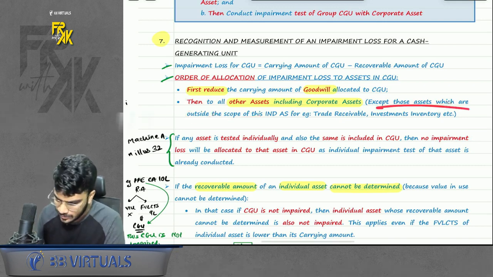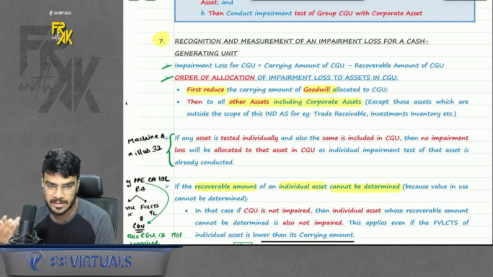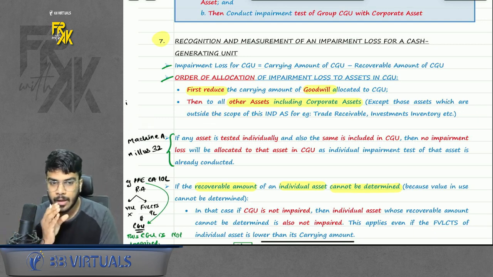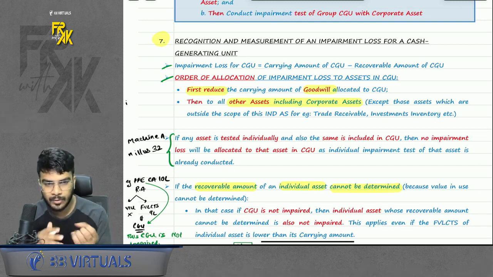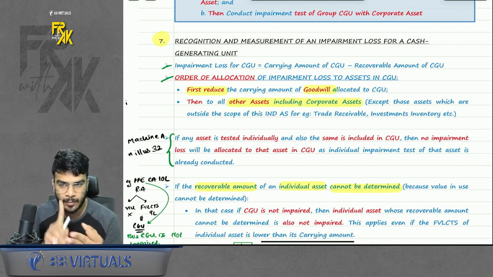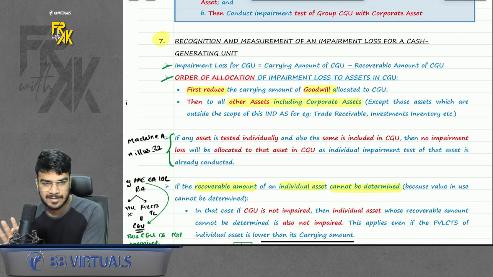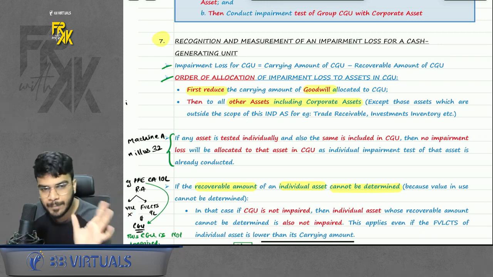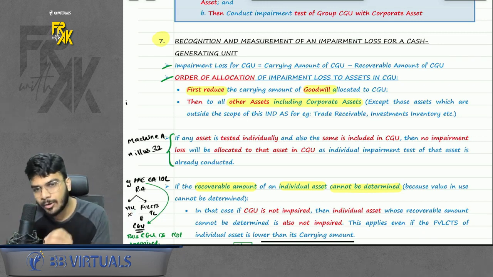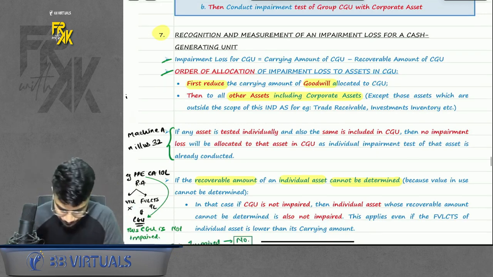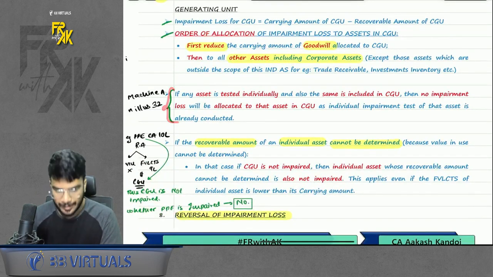What is the meaning of this, sir? Sometimes your CGU might have certain assets which form part of the CGU but are not under the scope of IAS 36. Example, under the scope of 36, we have only PPE, intangibles, investment property. So if there are any other assets apart from this in the CGU, they can form part of the CGU, but no impairment loss will be allocated to them. Okay. Now we have the next point. Next point you will understand after Illustration number 32.